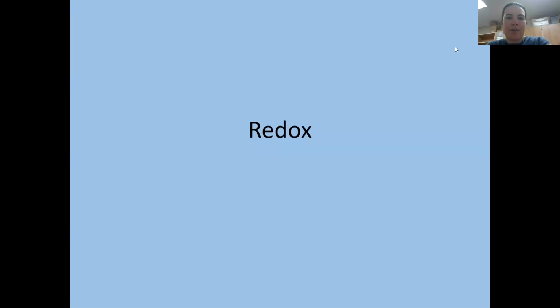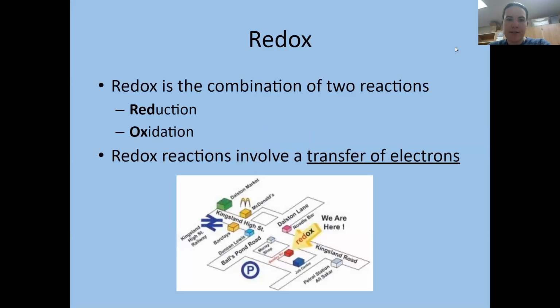All right, guys, this is going over redox reactions. So redox is just a different way of looking at some of the reactions we've done. 4 of our 5 types, everything except double replacement, is considered a redox reaction. It's any reaction where we have charges changing, and the two always go together, reduction and oxidation.